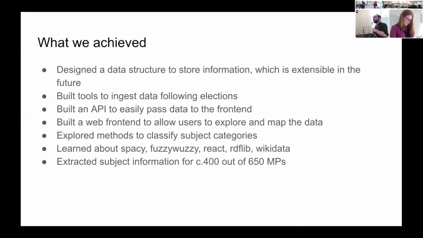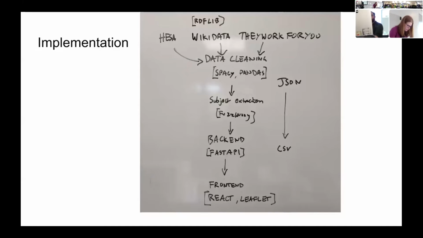We've been exploring some of the data as well. We have a data set from HESA of every degree currently offered in the UK, so we've been looking at some of that data. We've learned a bunch of different libraries, playing with spaCy, with FuzzyWuzzy, with React, RDFlib, and Wikidata. And yeah, we've got about 400 out of 650 MPs processed, thereabouts.